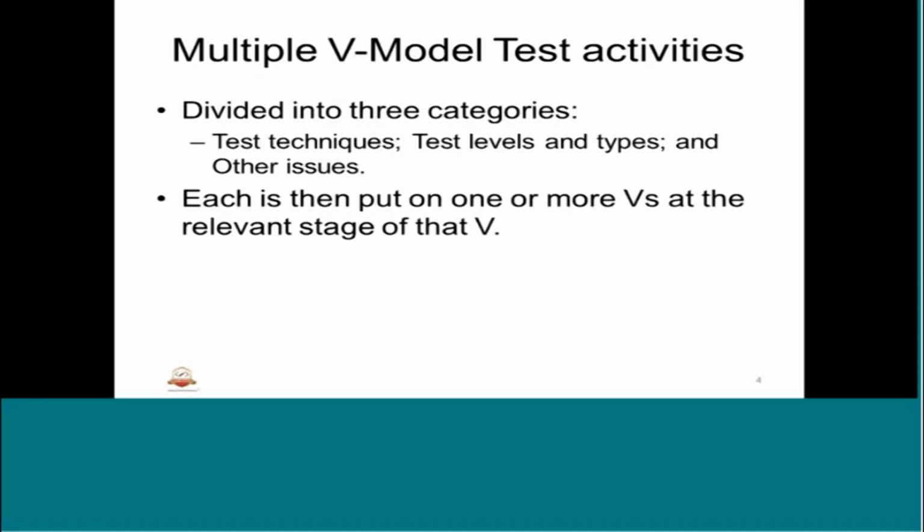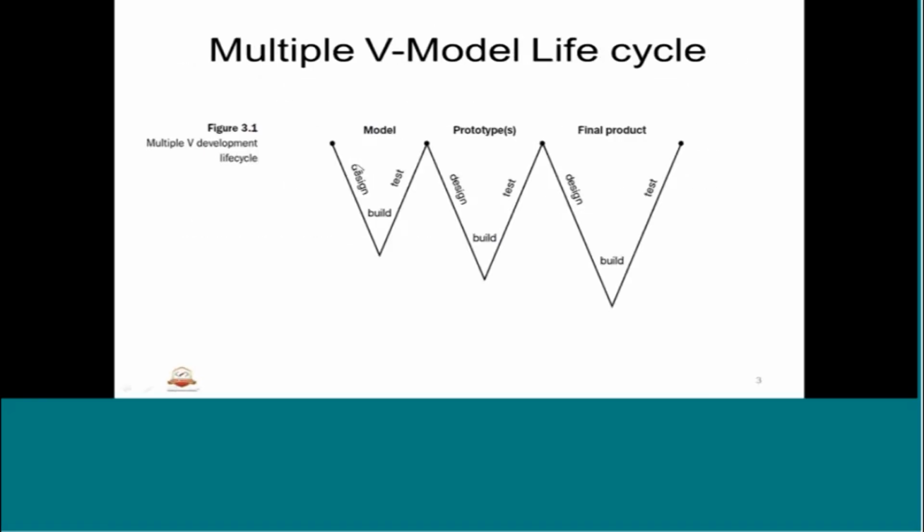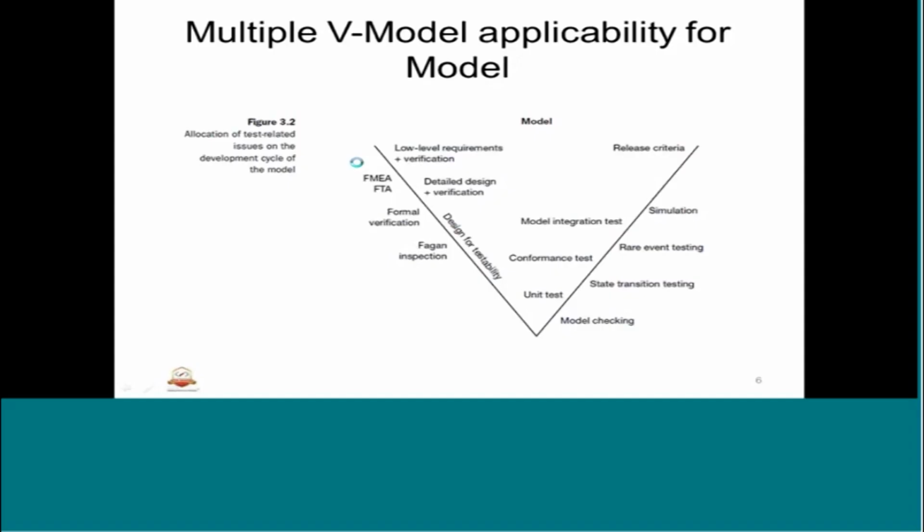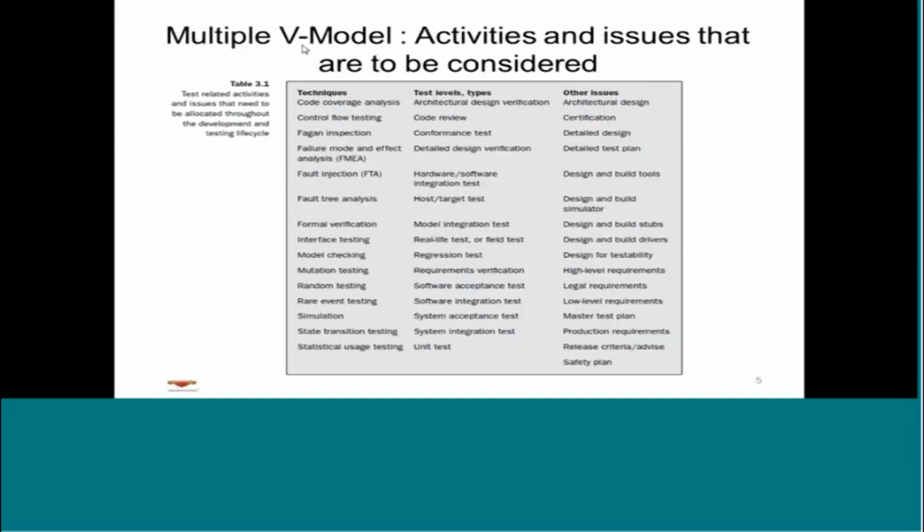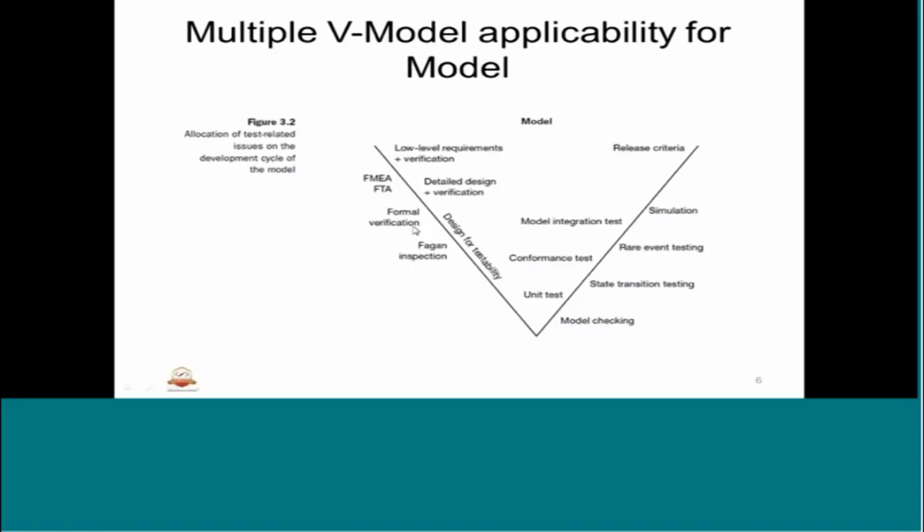So now we consider only the first one, multiple view model applicability for model. That means what are these? This is an example. Out of this, how much we can draw for the model. So it is nothing but allocation. It is called allocation of test related issues on the development cycle of the model. So low level requirements and verification, detailed design verification, design for testability. So all this will be on the left hand side.